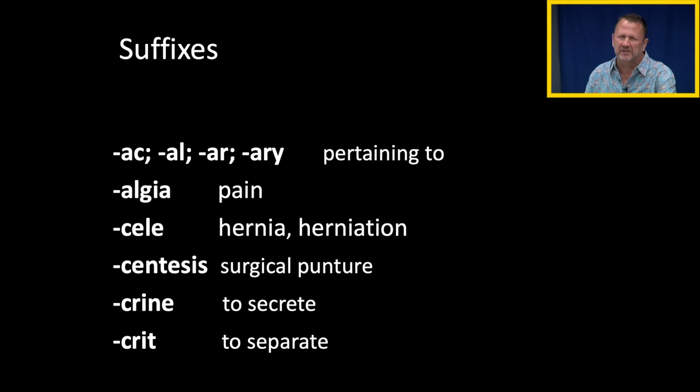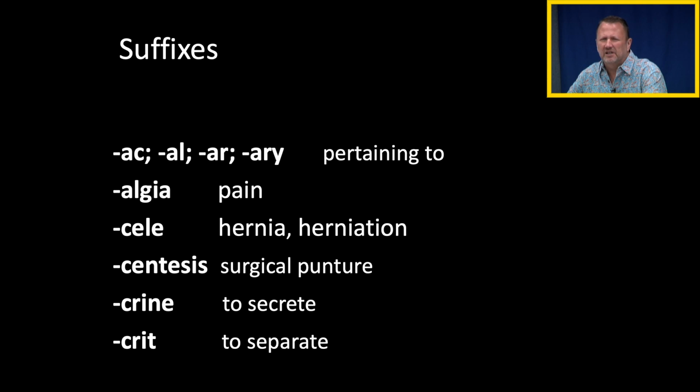We'll talk about suffixes. Those come on the end of the word. There are all sorts of suffixes that just mean it pertained to something. And so we'll come back to that. Algia does mean pain. And so if somebody has arthralgia, arth as in the joints, algia as in pain, arthralgia is pain. That's different than arthritis. Itis means some kind of inflammatory process. So arthritis means inflammation of the joints. But it's arthralgia that means pain of the joints.